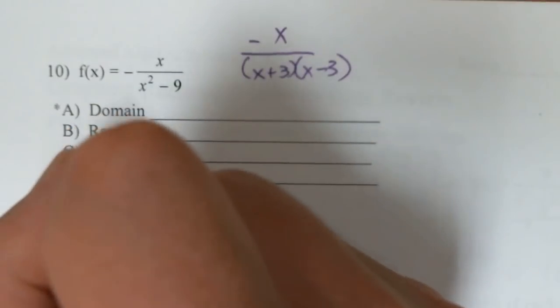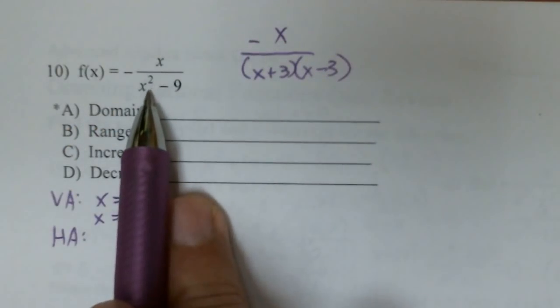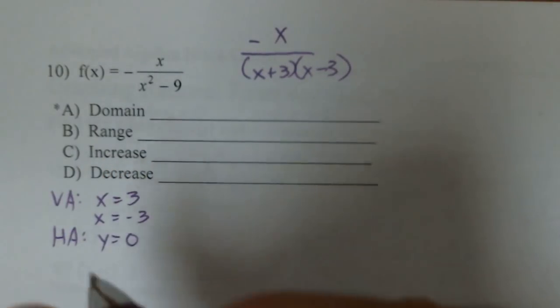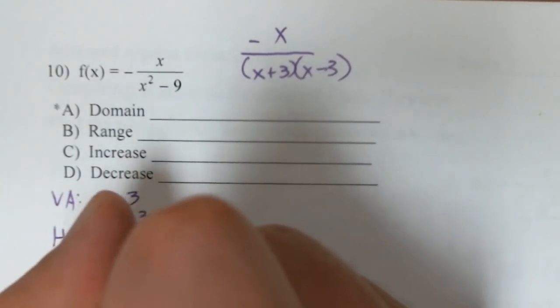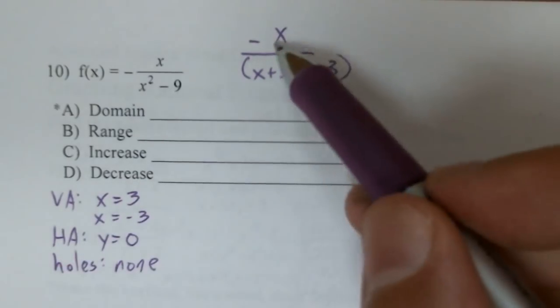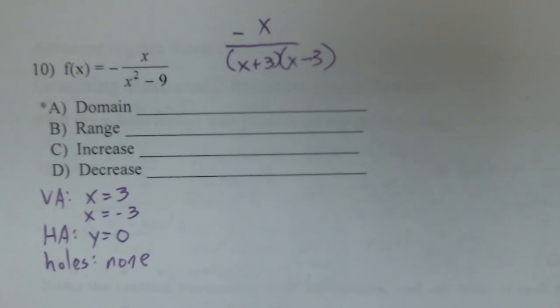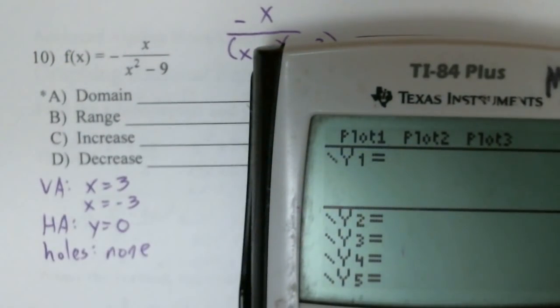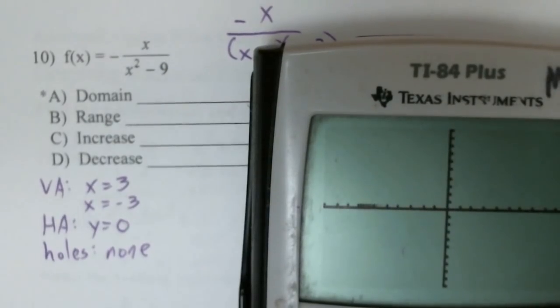And my horizontal asymptote, I am bottom heavy. 2 is more than 1, so that's going to be y equals 0. And do I have a hole? I do not have a hole because I don't have anything that cancels on the top or the bottom. Okay, so let's go ahead and graph this. I'll put the negative x on top, divided by x squared minus 9, close the parentheses. Let's graph that. And that's pretty easy.